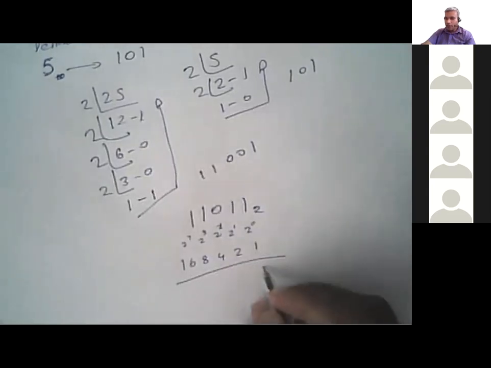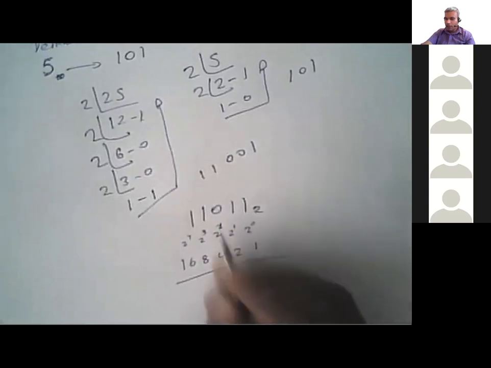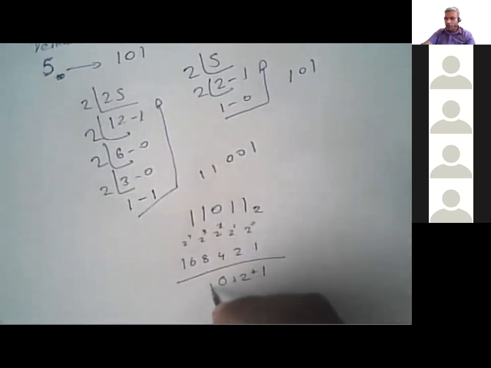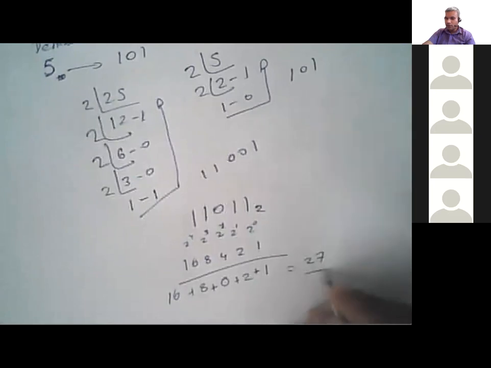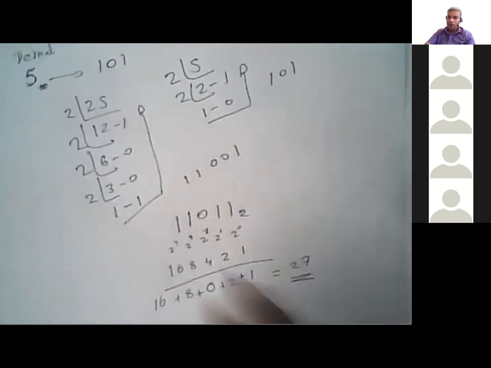And 1 into 1 is 1, plus 1 into 2 is 2, plus 0 into 4 is 0, plus 1 into 8 is 8, plus 1 into 16 is 16. So you add them all up: 1, 3, 11, 27. So that's how you convert the binary into decimal.